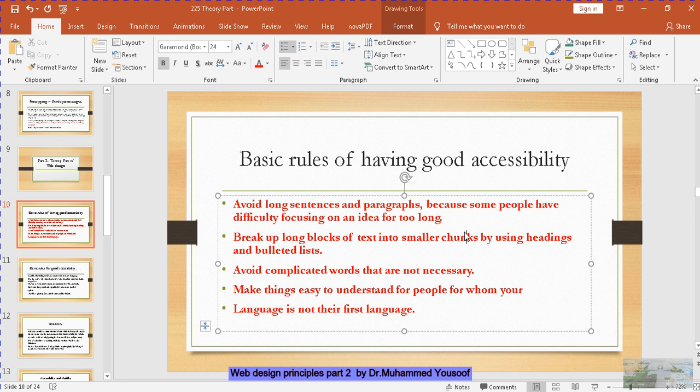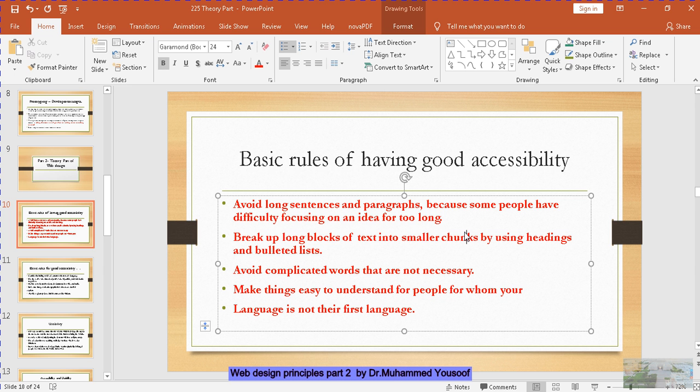Break long blocks of text into smaller chunks using headings and bulleted lists. That's why in our HTML project I told you to use lists, and I told you to use layouts if it is possible. So you have to use these things. You cannot put all the information crowded in one place, so that the user does not get attention and may not be able to focus on it very clearly.